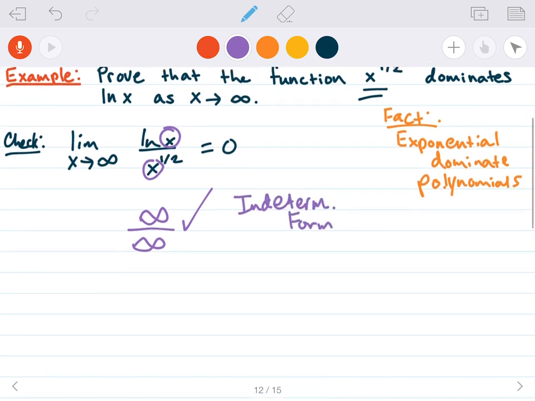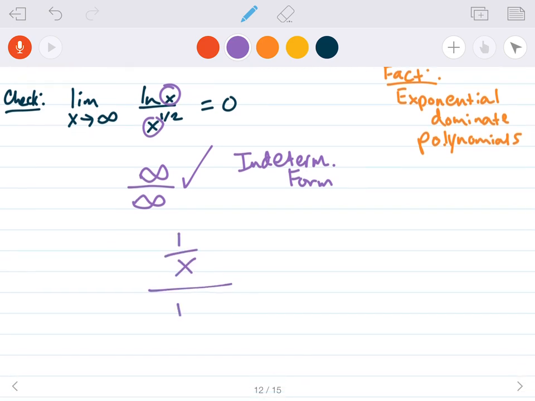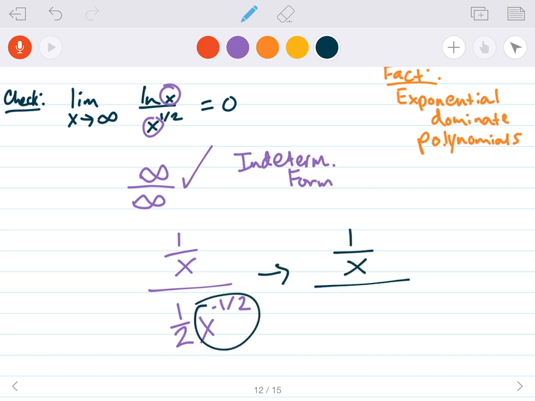So we can use L'Hopital's rule, which says let's take the derivative of the top. The derivative of ln of x is 1 over x, over the derivative of the bottom, which is 1/2 x to the negative 1/2. Before I plug in infinity, I'm going to clean it up a little bit. On top, I have 1 over x. On the bottom, this is the same thing as 1 over 2 square root of x, right? This is the same thing as x to the 1/2. Now, to simplify this, I keep the top times the reciprocal of the bottom.